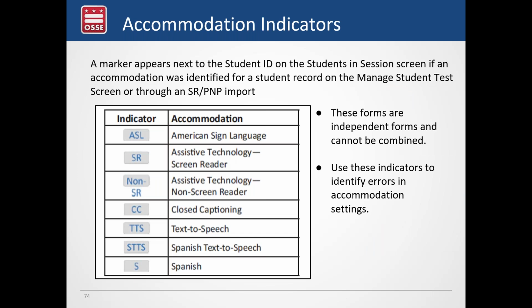Here are the accommodation indicators that show up in the test session for those students. We've got your ASL, screen reader, non-screen reader for your AT students, closed captioning, text-to-speech, Spanish text-to-speech, and Spanish. So if you know Johnny needs that text-to-speech form and he doesn't have TTS next to his test in the session, you know that we got to get that corrected before he actually logs into test.